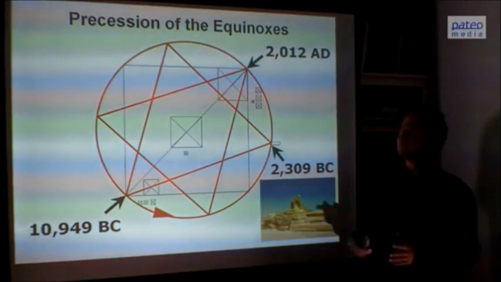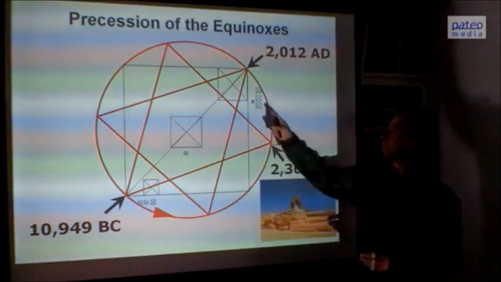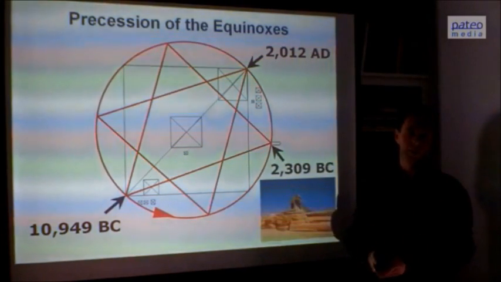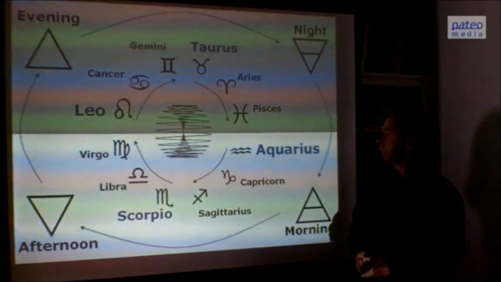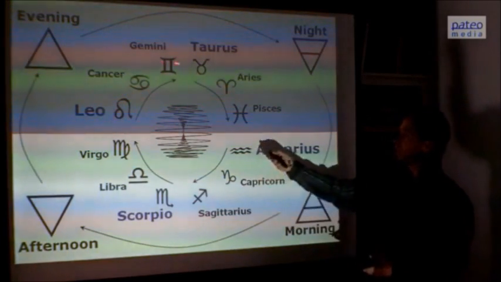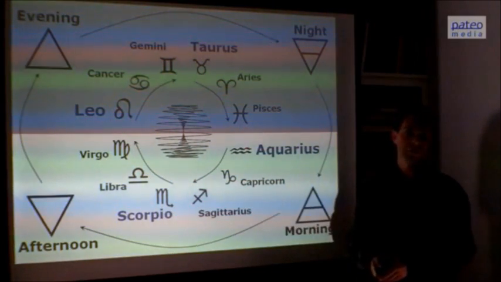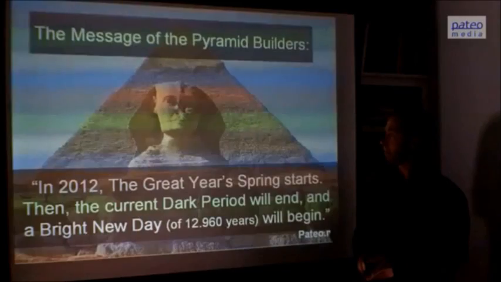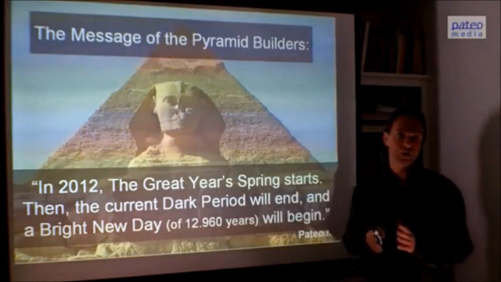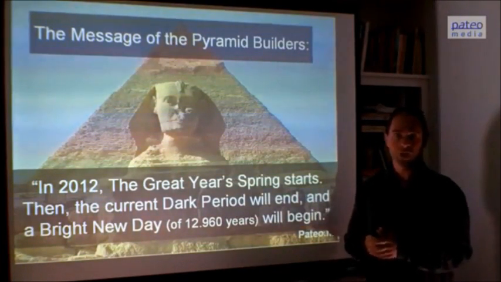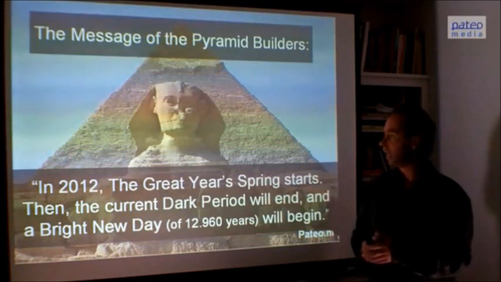That is the moment when we hit the light period again, when we go to the age or the eon of Aquarius. So we had 13,000 years of darkness, and then we will have again 13,000 years of light. And that is the message of the pyramid builders. In 2012, the great year spring will start, bringing a bright new day.